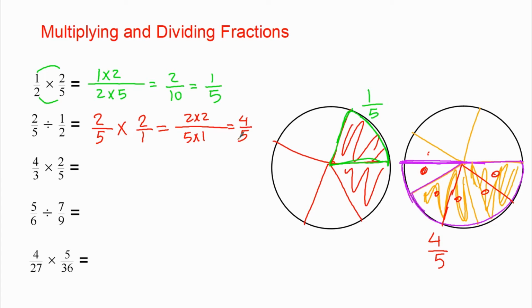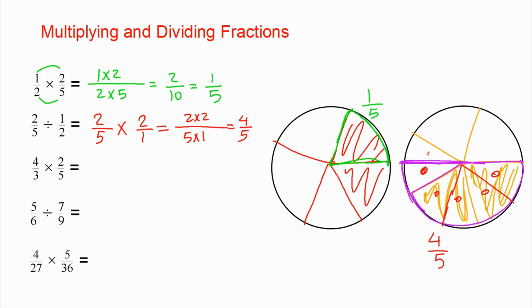As you can see, in neither of these two did we need to find a least common multiple. We did not need to find a common denominator. You will have to find a common denominator only when you're adding or subtracting fractions.